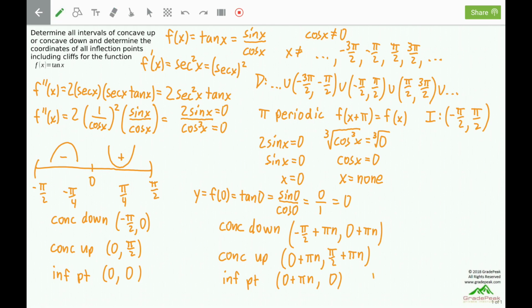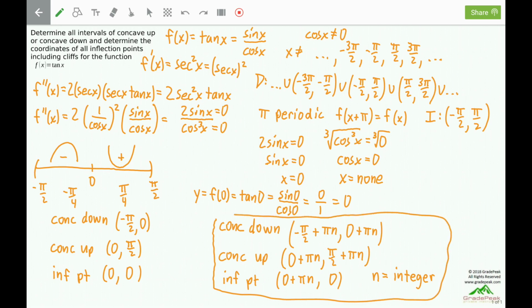Where n is equal to any integer. It can be a positive integer. It can be a 0, which will put it into the interval that we worked on. And it can be a negative integer. And this will give the entire results over the entire domain of tangent x.